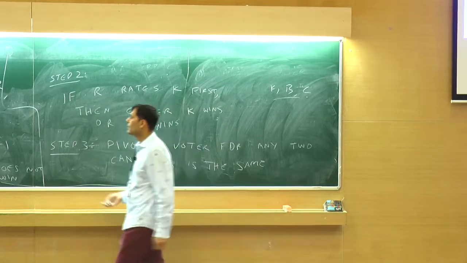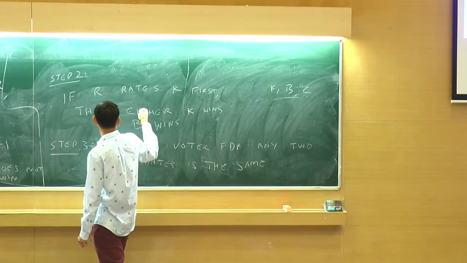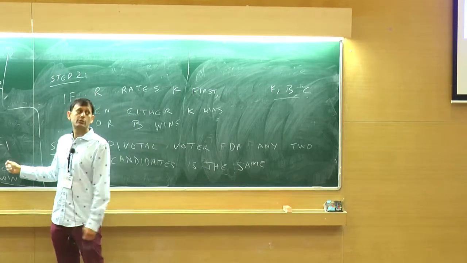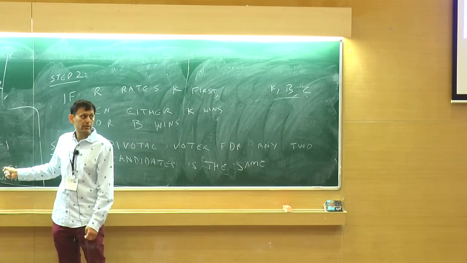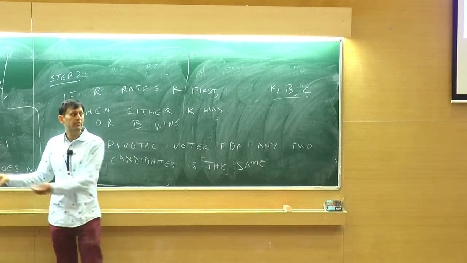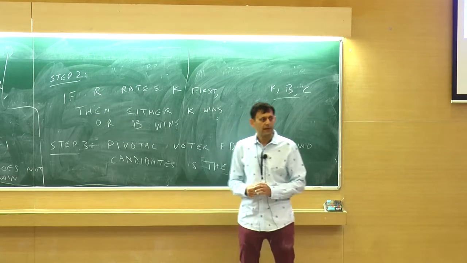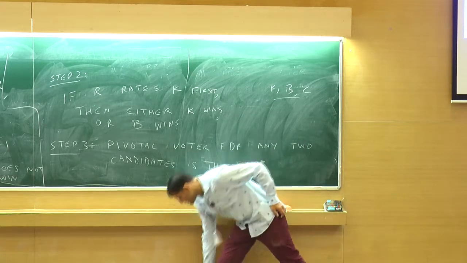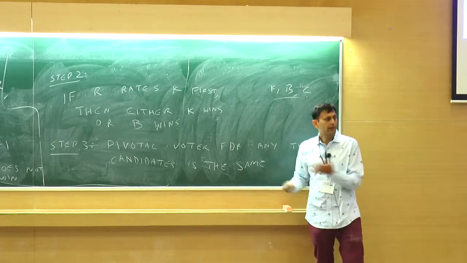Right? Because if R rates B first, then we are definitely not in this situation. We may or may not be in this situation, but we're definitely not in this one. There's no contradiction with B winning. So this is one of the strongest indictments of how democratic processes work.